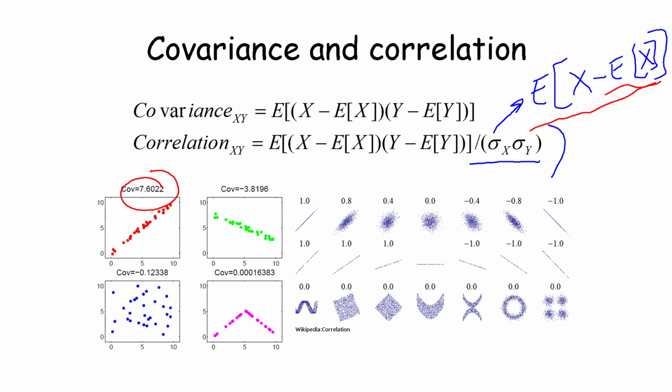Here we are showing a two-dimensional data set, and each point here is a sample, and x and y coordinates represent two attributes. The covariance of x and y is 7.6.